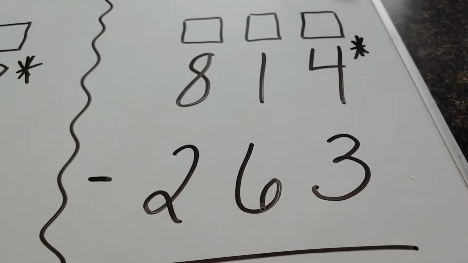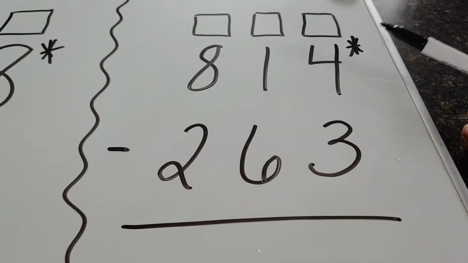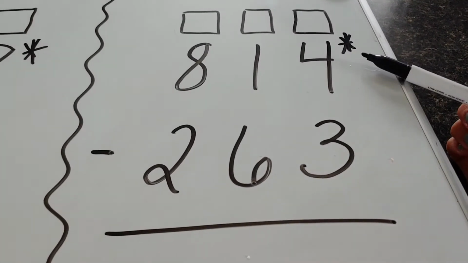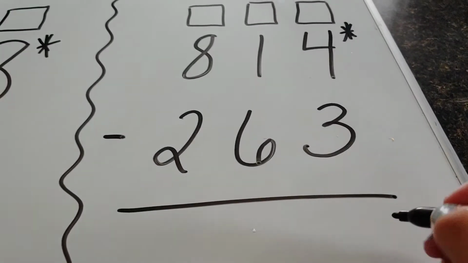Let's look at 814 minus 263. Beginning in the ones, 4 minus 3. More on top, no need to stop. 4 minus 3 equals 1.